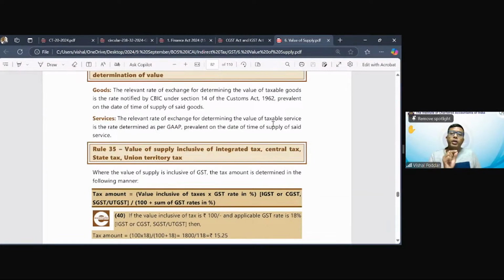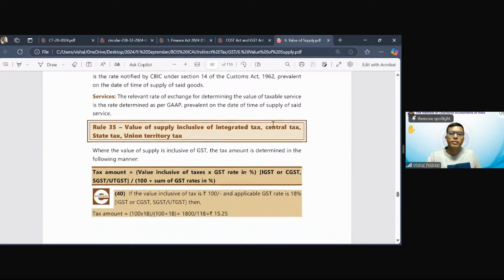Now, what we follow in accounting is as per our accounting standard AS 11. So AS 11 says that at the time of transaction, you have to take that particular day's average exchange rate of the stock market or whatever exchange rate is available. So there will be a difference for converting foreign currency transactions to Indian rupees when it is supply of goods and when it is supply of service. For supply of goods, go to the CBIC rate. For supply of service, go to AS 11.